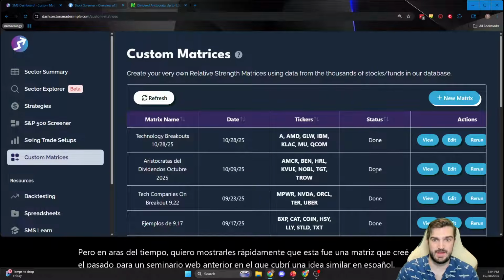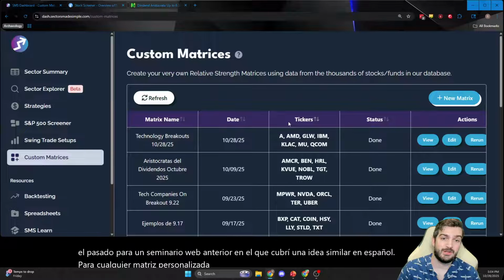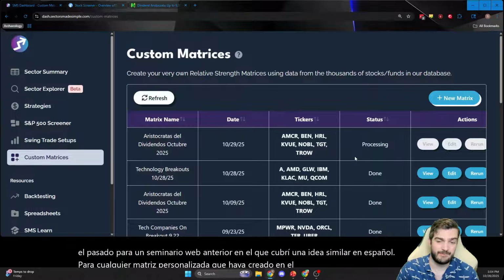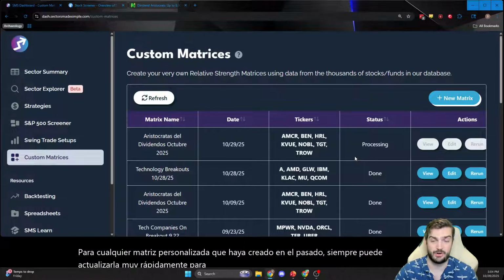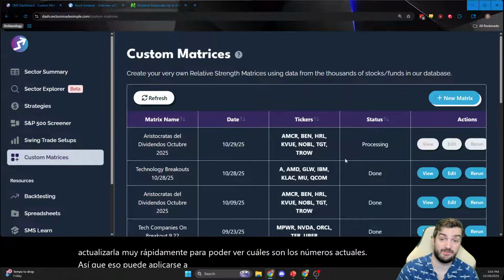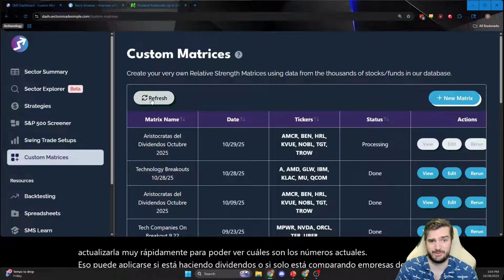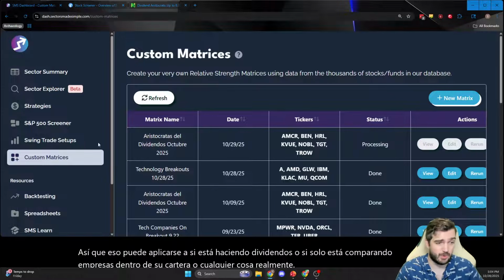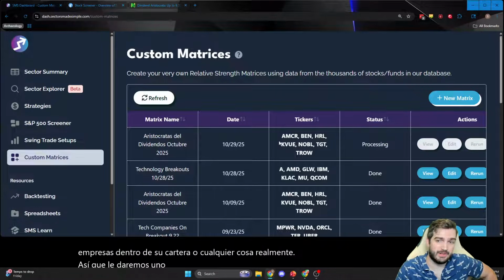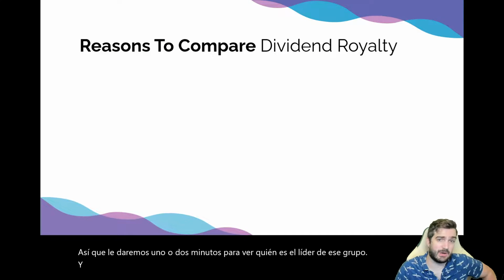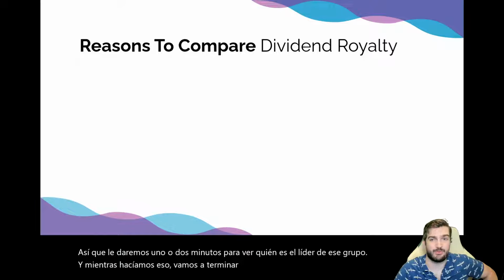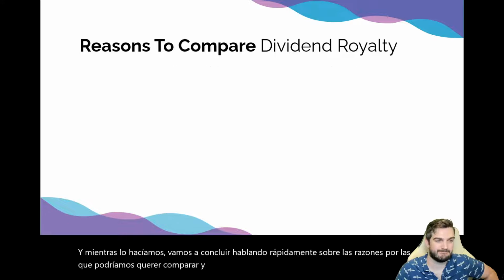For any custom matrix that you've created in the past, you can always update it very quickly to be able to see what the current numbers are. So that can apply if you're doing dividends or if you're just comparing companies within your portfolio or anything really. So we'll give this 1 or 2 minutes to see who the leader is out of that group. And while we were doing that, we're going to wrap things up by quickly talking about the reasons that we might want to compare and find a dividend leader.